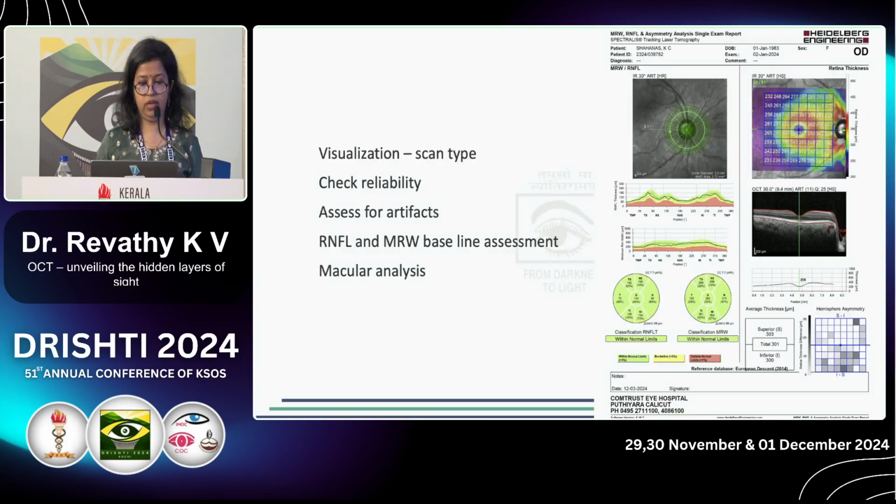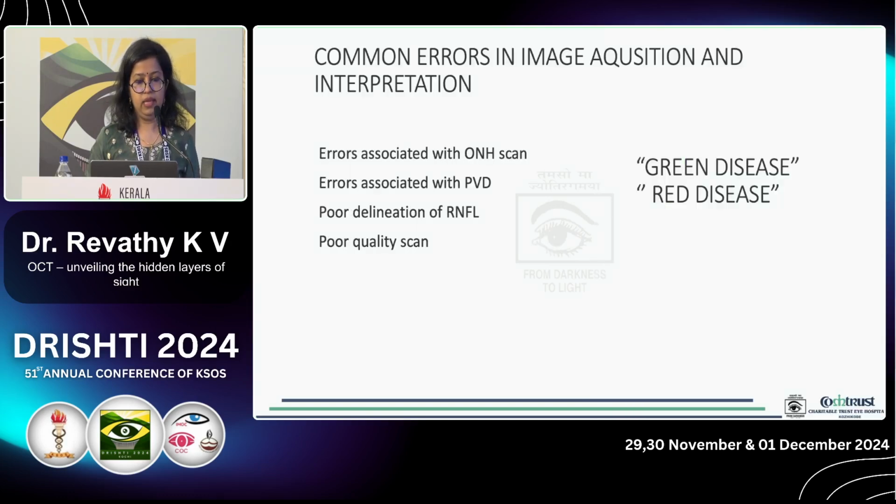So coming to the interpretation of an OCT report, first we should see the reliability, assess for artifacts, RNFL and MRW baseline assessment, and macular assessment. There are various errors associated with the scanning technique, and we should keep in mind about the green disease. That is, green disease means all the green doesn't exclude glaucoma, and all the red doesn't include glaucoma.